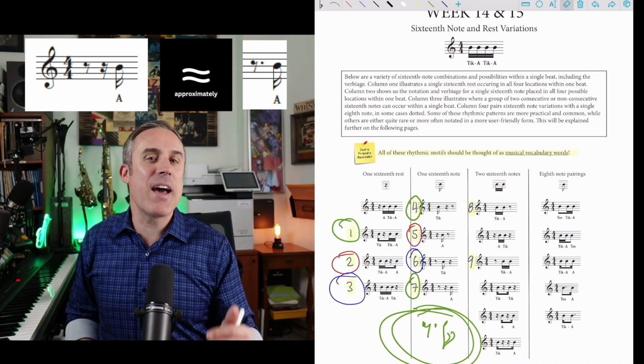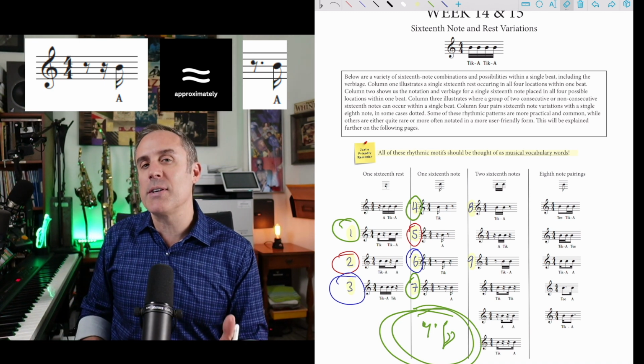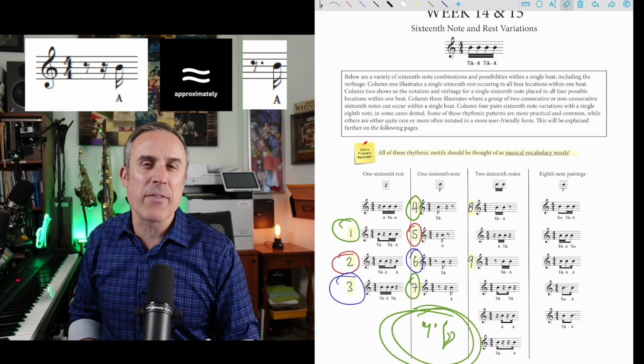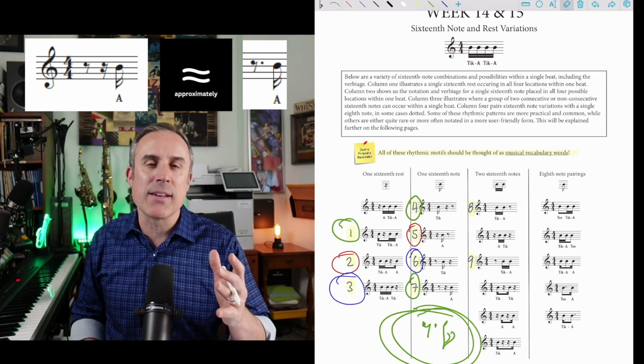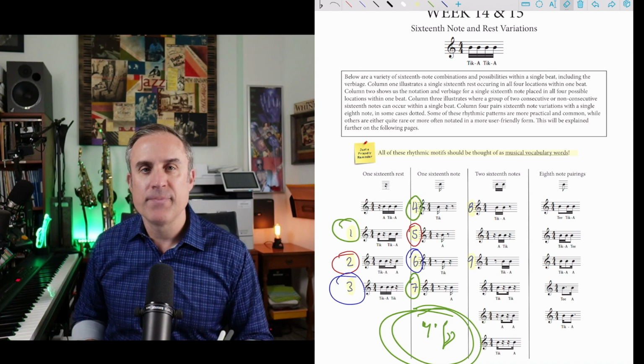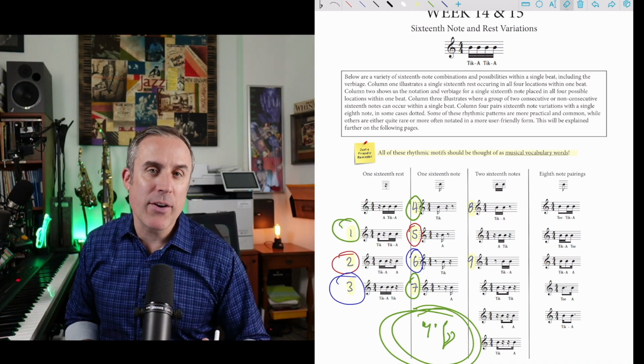All right, so that creates some really fun 16th note syncopation, having that last 16th note of the beat being spoken. But I will tell you, this one takes some practice. This one takes some time. All right, let's move on to pattern number 8.